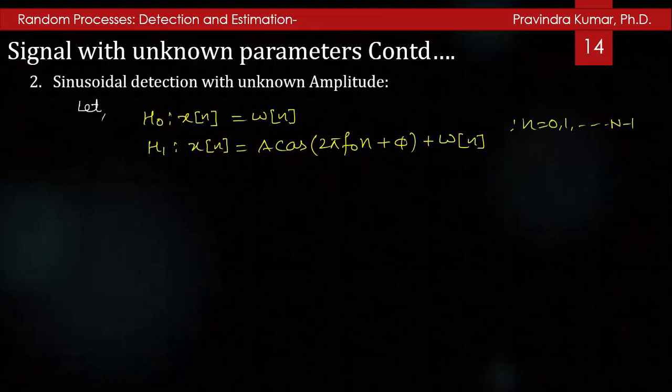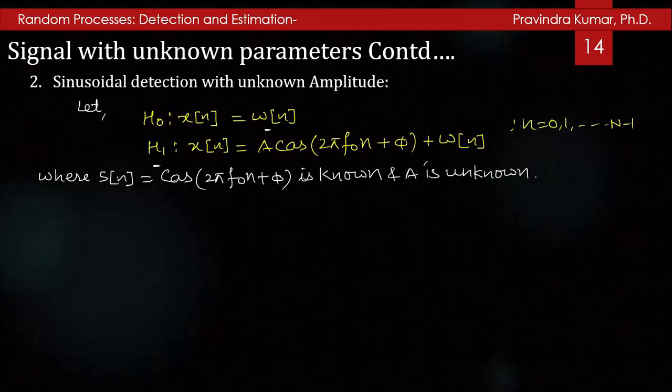Let the two hypotheses be as follows, and we are not including here the time delay n0. Under hypothesis H0, x[n] is w[n], only noise is present. Under hypothesis H1, x[n] is A cos(2 pi f0 n plus phi) plus w[n], where s[n] is cos(2 pi f0 n plus phi) is known and amplitude A is unknown.